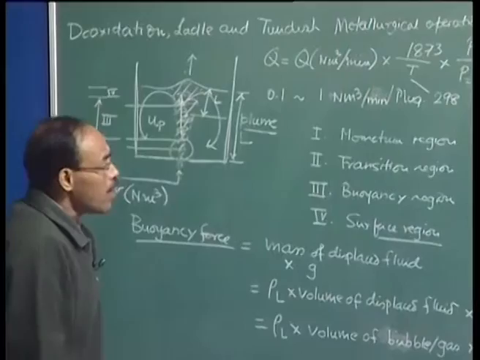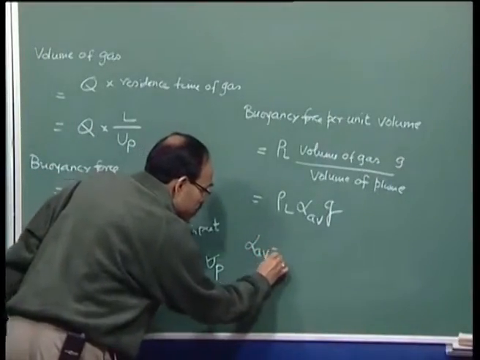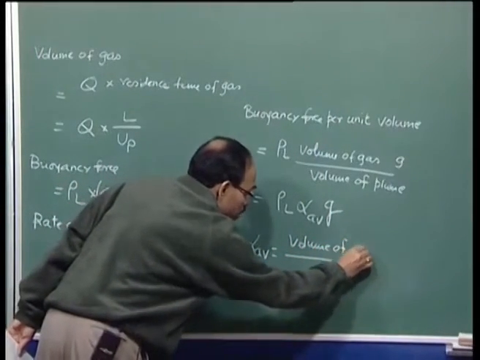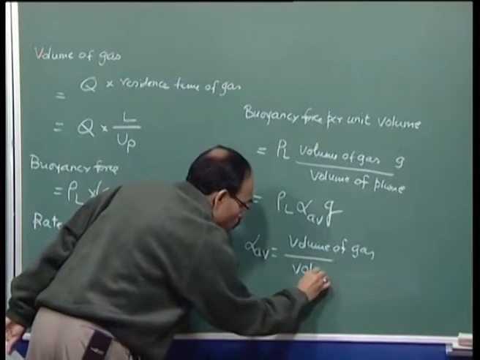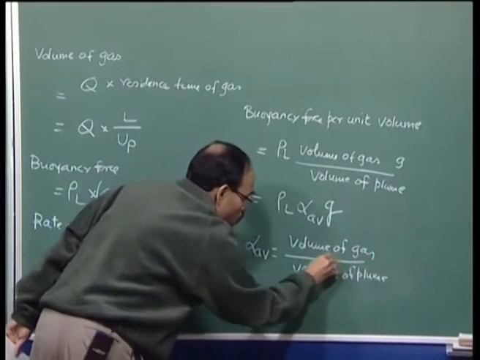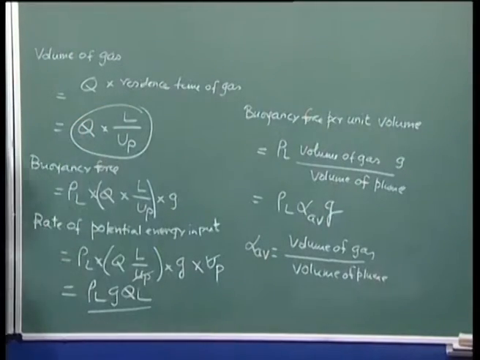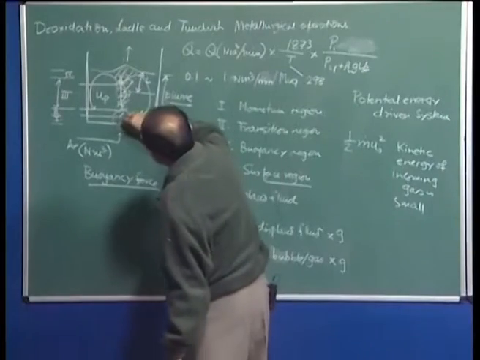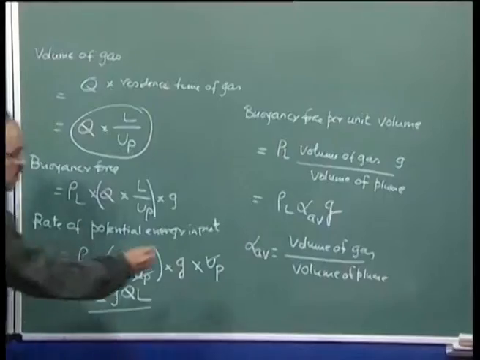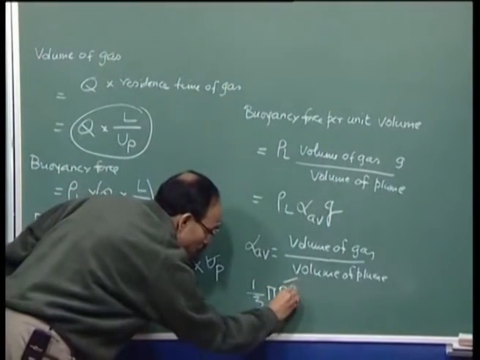in the plume. Now, this mean gas volume fraction in the plume, therefore, by definition is equal to alpha average is equal to volume of gas divided by volume of plume. Now, volume of gas, I have already given you the expression, and if I assume that, well, this plume is roughly conical in shape, in that case I can say this is going to be equal to 1 by 3 pi r e square L.